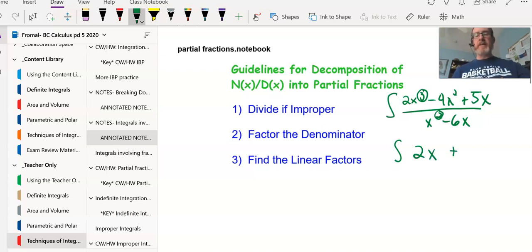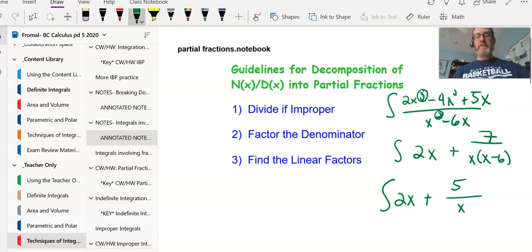And then you'd have some sort of numerator. It might be something like 7 over, in this case, I'll factor the bottom and get x times x minus 6. And then the third step would be to find the linear factors. In other words, do the decomposition and break it down so that you have one number over x and then another number over x minus 6. Now these are all hypotheticals. This is not accurate, but just hypothetically, that's what we would do.